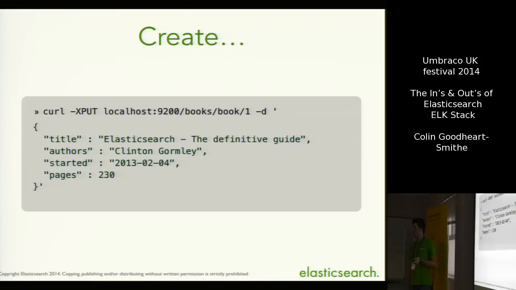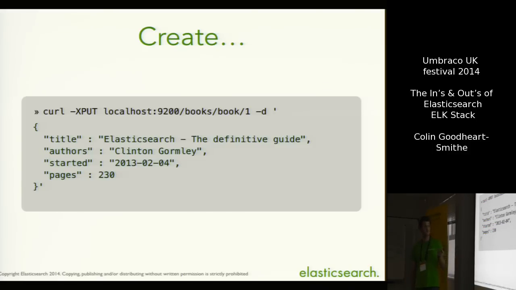So the next thing you're going to want to do is actually put stuff into Elasticsearch. Here we've got an HTTP PUT request, and we're sending it to this URL. We're saying we want to store it in the index called books, and we want to store a document of type book, and we're going to give it an ID of 1.